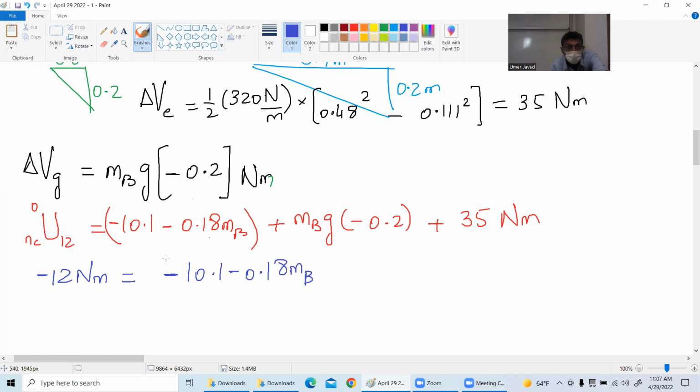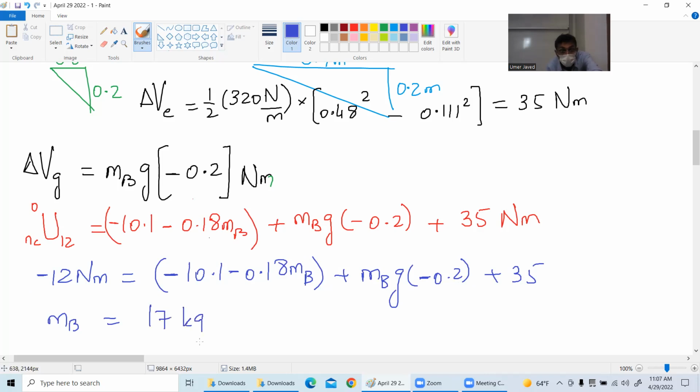I hope that this is clear. Plus MB G into negative 0.2 plus 35. So MB comes out to be 17, right? Yes. Any remarks? No. Very big problem. Was it confusing? No. It was just too many steps, but it's clear.